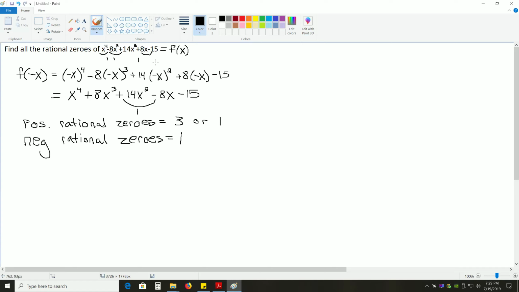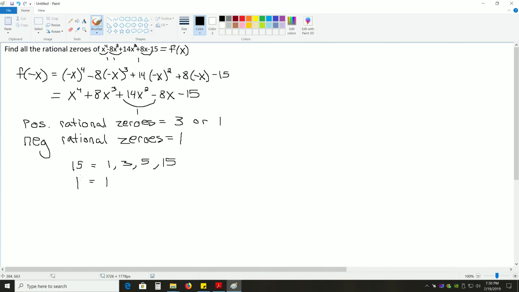And the way we do that is with the p over q method, or the q over p method, it doesn't matter which, so long as you just take your last number, your constant, so 15, and then your first number, which is 1 in front of that x to the fourth, and you're going to find all of their possible factors. So 15 has a factor of 1, 3, 5, and 15. These are the only numbers that divided evenly. 1 is only divisible by 1. So that was pretty easy.